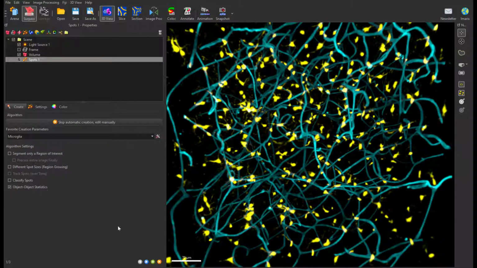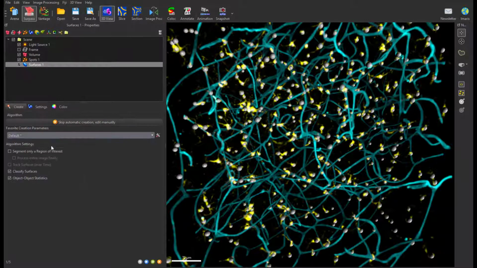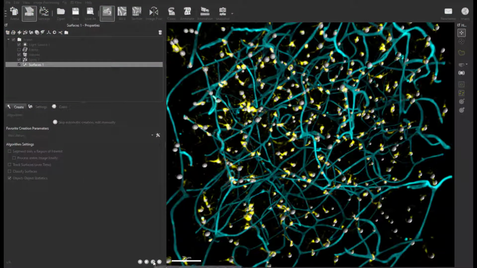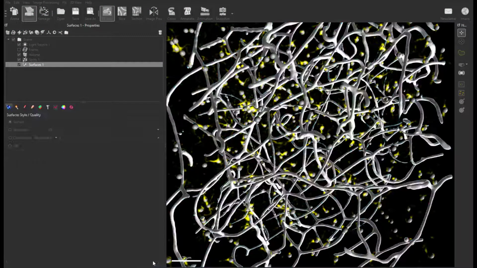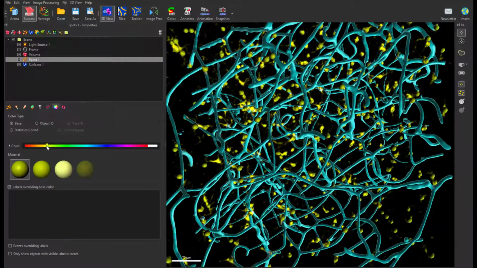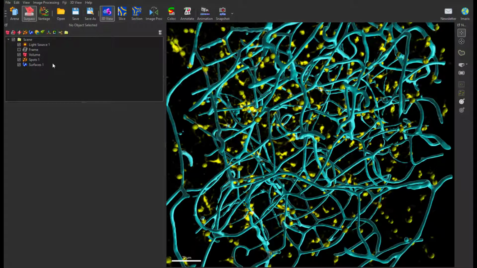I will quickly run the detection using the stored values. For your object detection, adjust the segmentation parameters to your sample. As you see, just by looking at the dataset, there is no obvious answer to my question. Do microglia spots accumulate around the blood vessel surface?